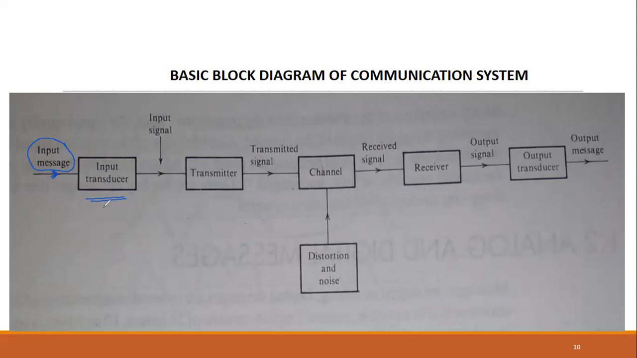Okay, but before that there are a number of blocks over there through which the message has to pass through. Okay, so the very first block that you can see here, this is nothing but input transducer. So what is the meaning of transducer? Can anybody tell me? What is the purpose of transducer? It changes one form of energy into another form. Yes, anybody else?